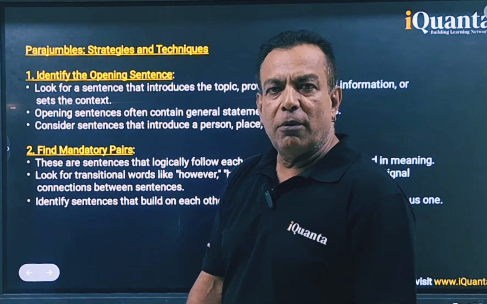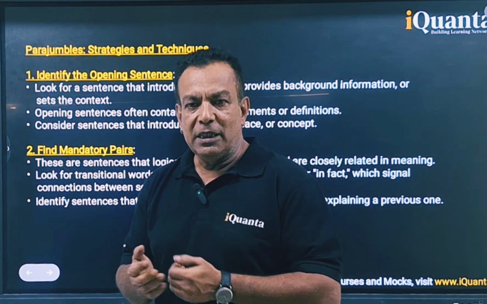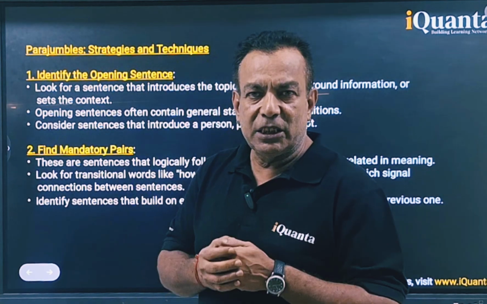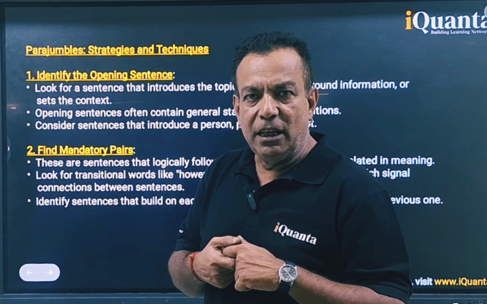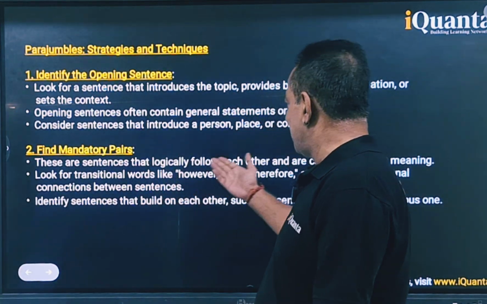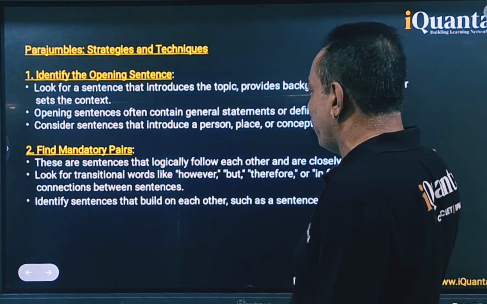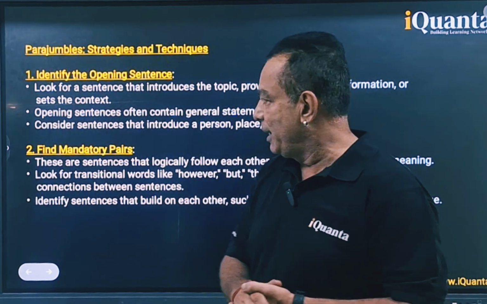Secondly, you have to look for mandatory pairs. What are mandatory pairs? These are pairs of sentences that follow each other. There's a connection. They're interlinking. So what are the things that you'll look for? These are sentences that logically follow each other and closely related in meaning. So basically, they add to each other's meaning.